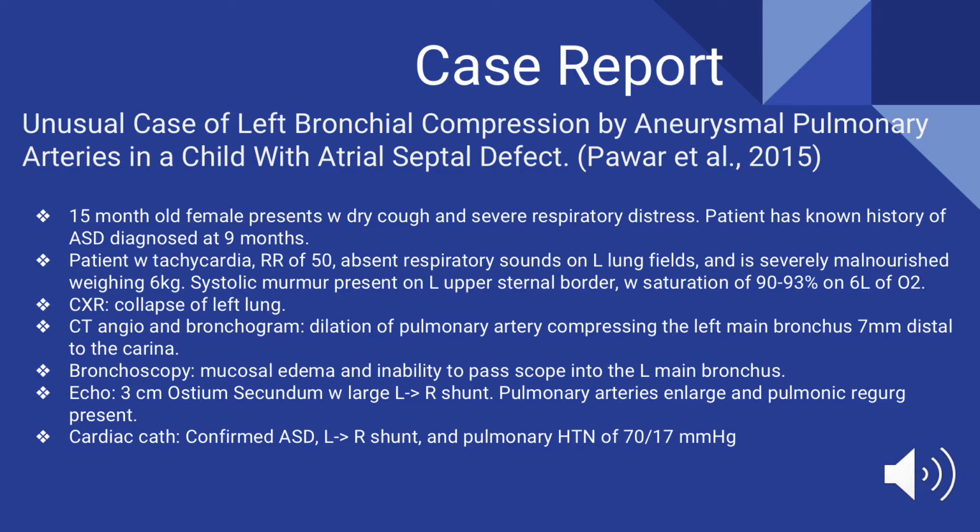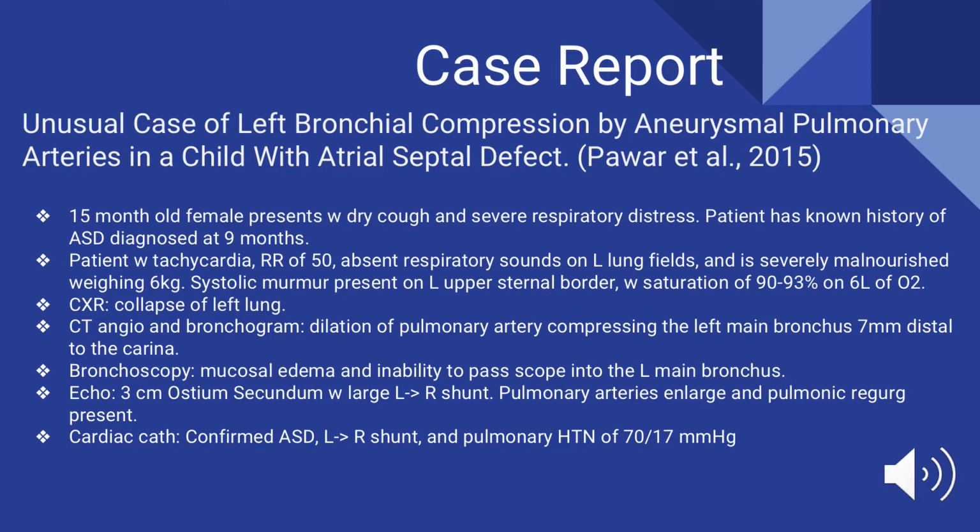Saturations were 90 and 93% on 6 liters of oxygen. Imaging showed collapse of her left lung on the x-ray. CT angio and bronchogram showed dilation of pulmonary arteries compressing the left main bronchus, 7 millimeters distal to the carina. The bronchoscopy showed mucosal edema and inability to pass the scope into the left main bronchus.